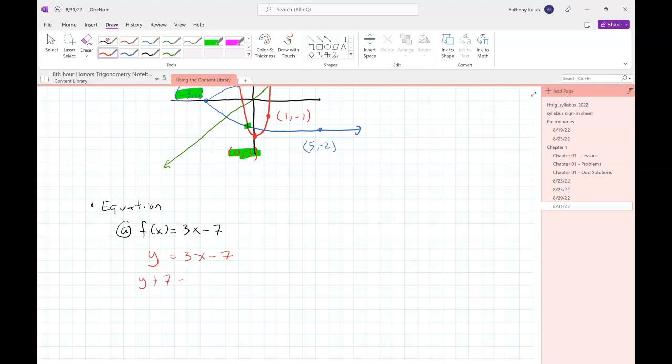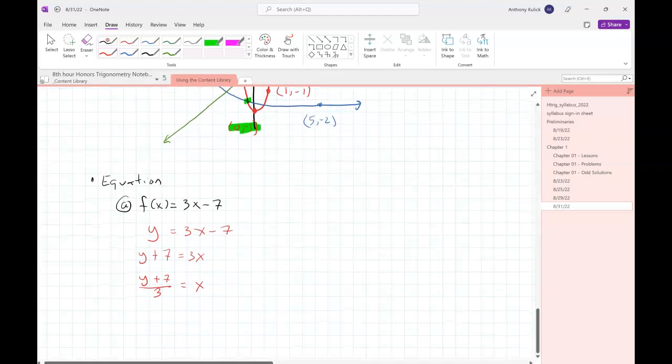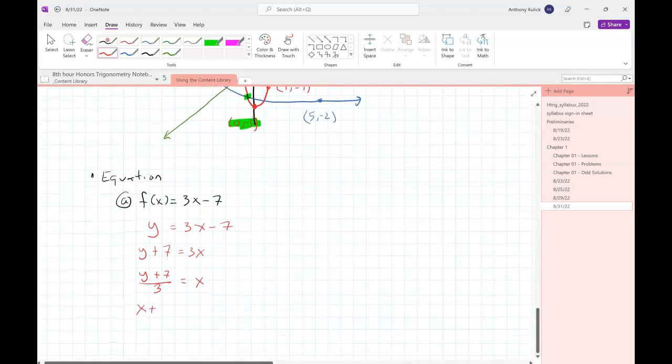Add 7. And then divide by 3. Everybody's cool there? And then we swap the x and y variables.